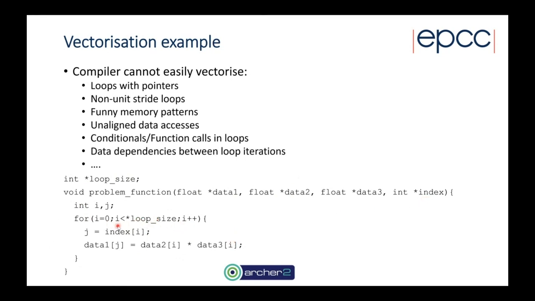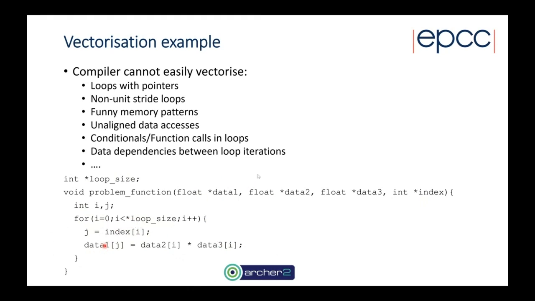We've also got the loop iterator in C as a pointer here. Okay, it's perfectly legal C. Then we've got this lookup J from index I, and then use J in storing my data here. Now, a number of these things the compiler will complain about. Firstly, it doesn't like data1, data2, data3, and index being pointers.